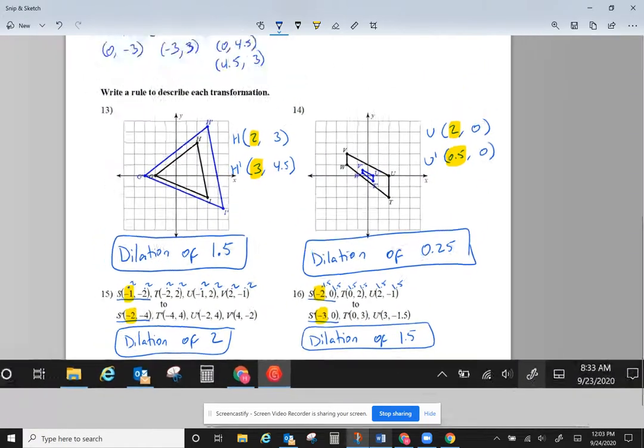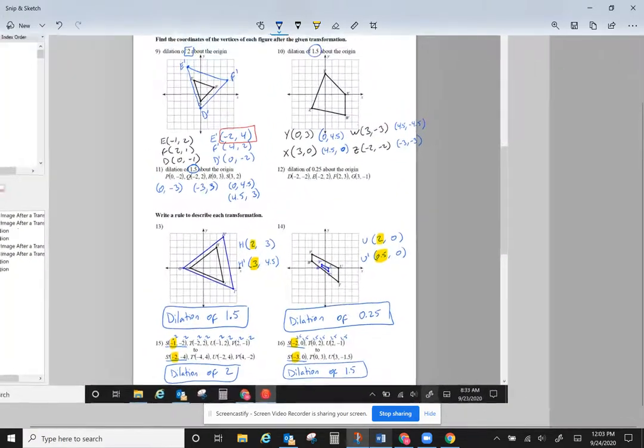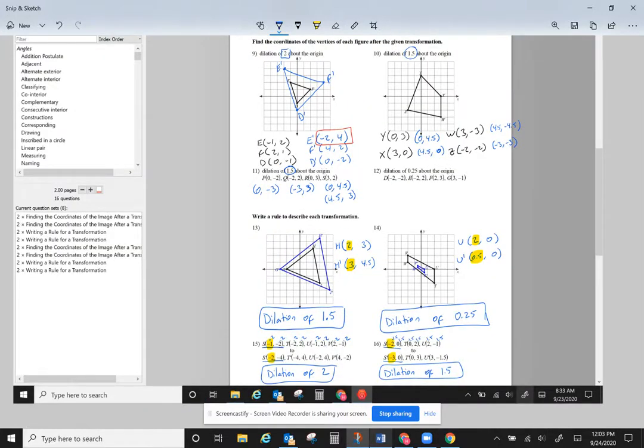So on dilation, if I'm asking for the coordinates, I did questions 9 through 11. If I'm asking for the coordinates of a specific point, just give me the coordinates of that point on the homework. Now, when I'm asking for the rule, notice I did questions 13 through 16. Always start with dilation of when you type in your answers. Dilation of, capitalize D on dilation, and then give me the scale factor.